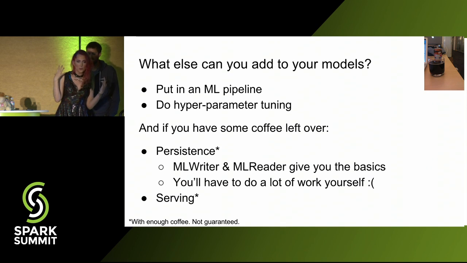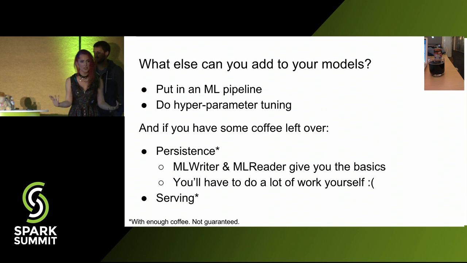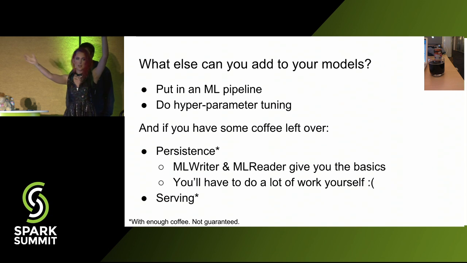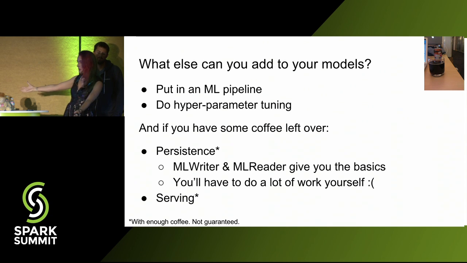Right. So what else can we do? So we've made a machine learning model. That's kind of cool. We could put it in an ML pipeline, and we can do hyperparameter tuning. Or you can give it to other people, and they can do hyperparameter tuning on their data.